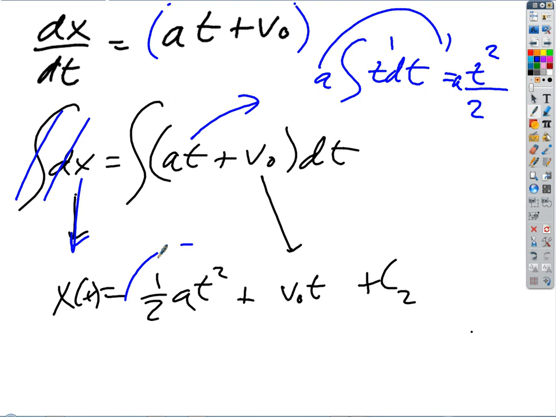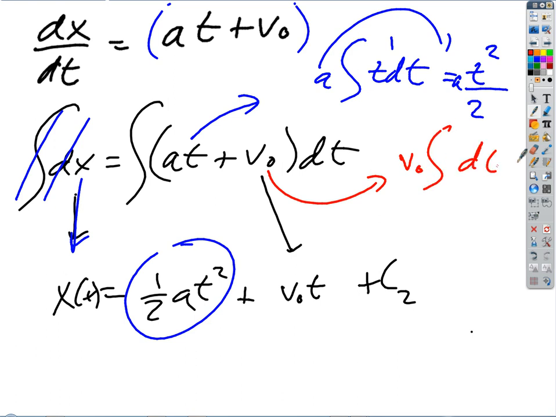And then this other term right here, this one's a real simple one. This is just going to become v naught times the antiderivative of 1 dt. So that's just going to give us our v naught t, right? And then both of those contribute to our overall constant down here. They both kick in a little piece. So that's our general solution.